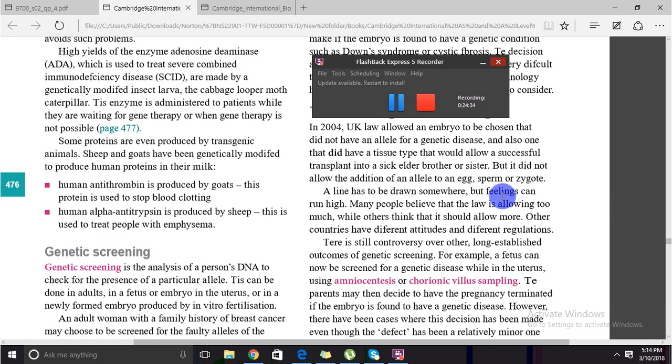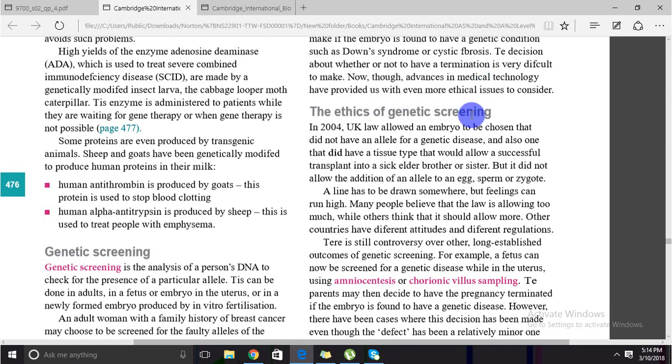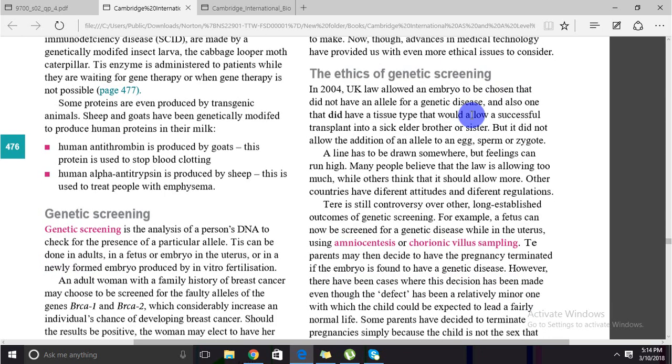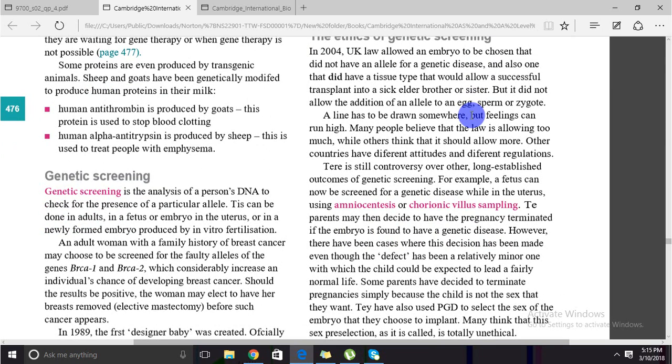So if an adult woman has a family history of breast cancer, she may choose to be screened for the faulty alleles of the genes BRCA1 and BRCA2. BRCA1 and BRCA2 are not themselves faulty alleles, they're basically genes, and sometimes people confuse the two. These are the genes, and what they're looking for are the faulty alleles. And if a person has these faulty alleles, their chance of developing breast cancer is exponentially increased. And if the results are positive, the woman may elect to have her breasts removed before such a cancer may appear. Elective mastectomy.